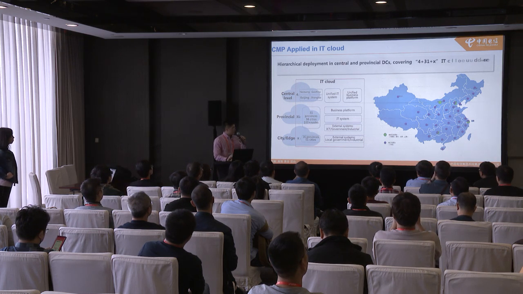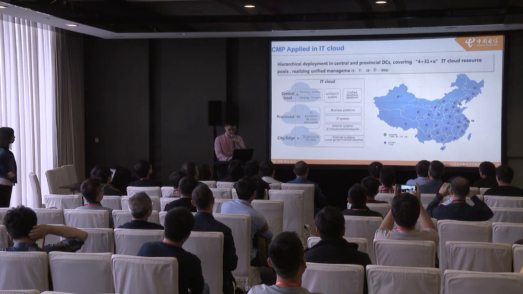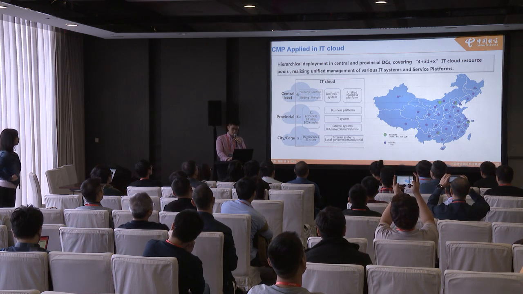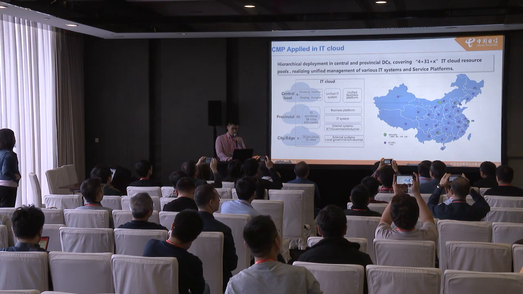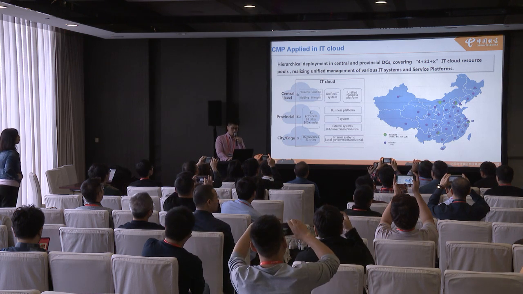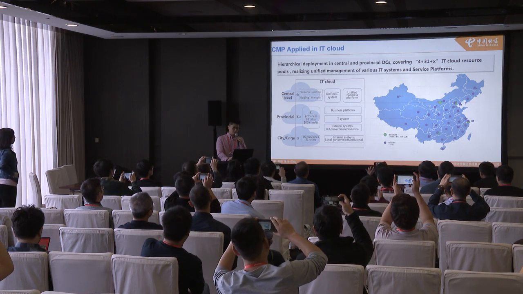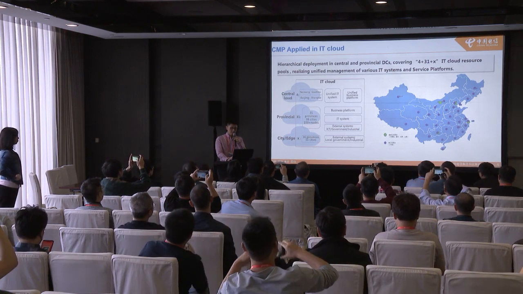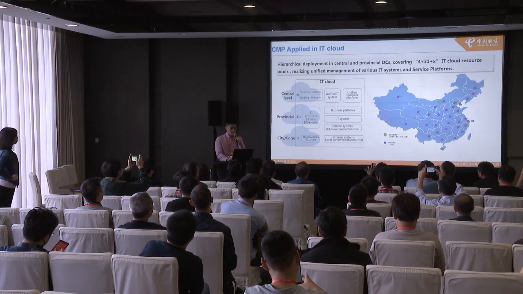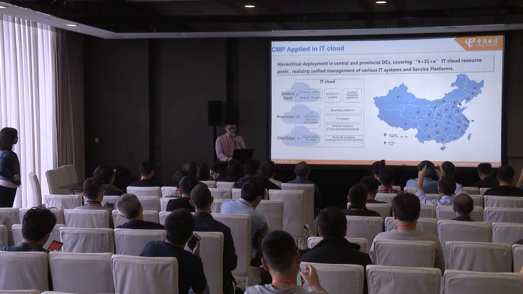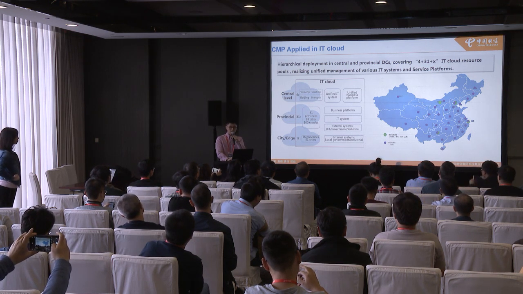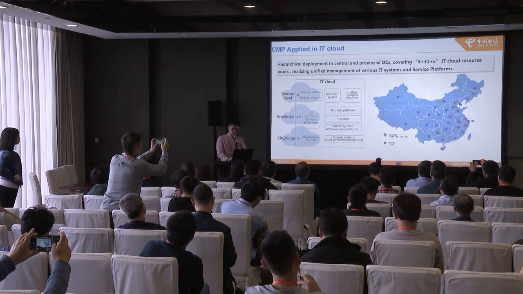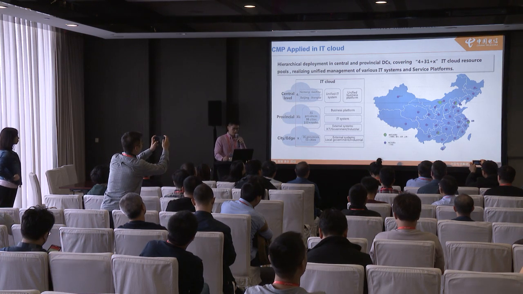Okay, so next up is the CMP usage in IT and CT scenarios. For IT clouds, we have a hierarchical deployment in central and provincial DCs, carrying 4 plus 31 plus X IT cloud resource pools in total, and realizing unified management of all those different IT systems and service platforms across the country. So just a brief breakdown of the numbers.